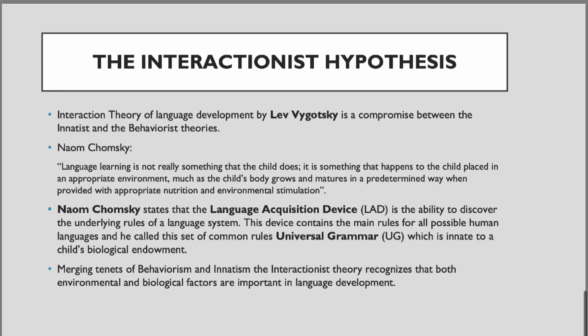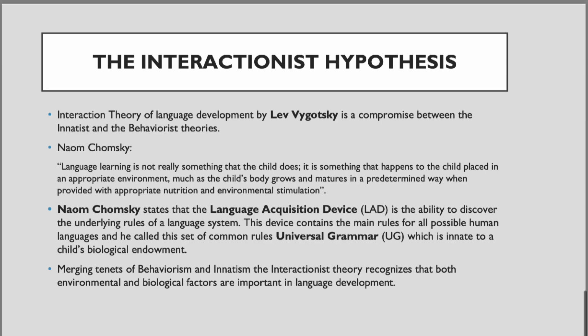Chomsky states that language learning is not really something that the child does. It is something that happens to the child placed in an appropriate environment, much as the child's body grows and matures in a predetermined way when provided with appropriate nutrition and environmental stimulation. He raises the argument that if children learn language by imitation, why do they say things they have never heard before? Introducing the parameters language acquisition device or universal grammar, Noam Chomsky states that the language acquisition device is the ability to discover the underlying rules of a language system.